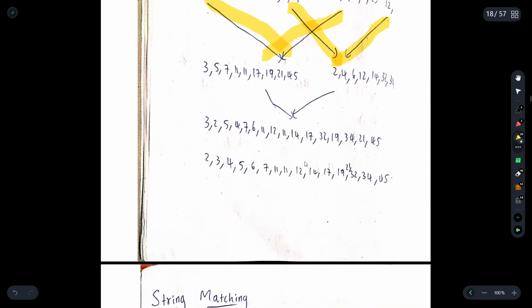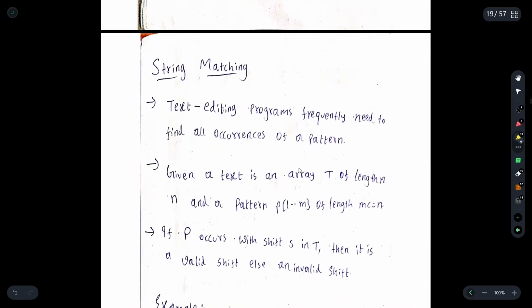Basically this is an implementation of odd even sort. Now, string matching. What is string matching? If we have a long sentence but need to find a small part of it, something like a code, then string matching is what we can consider.